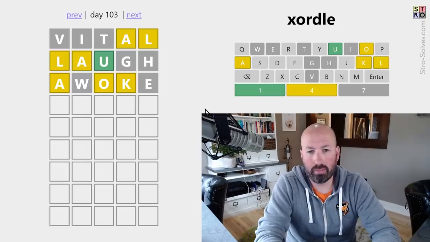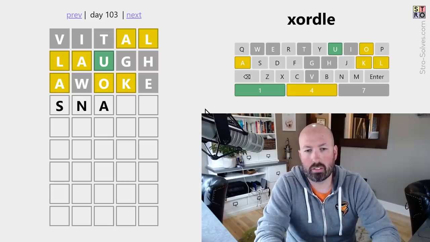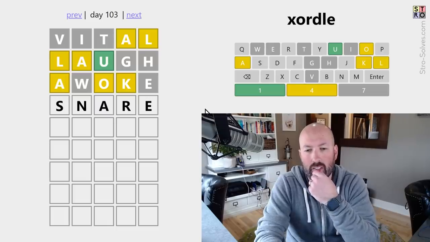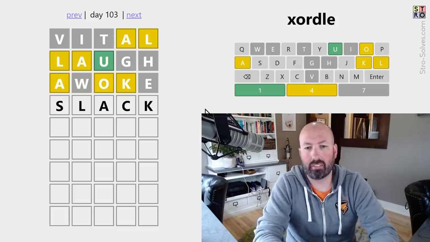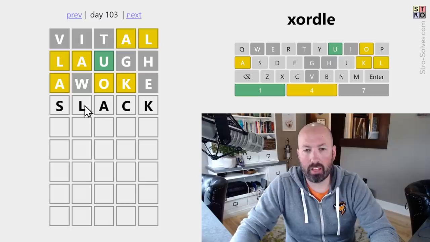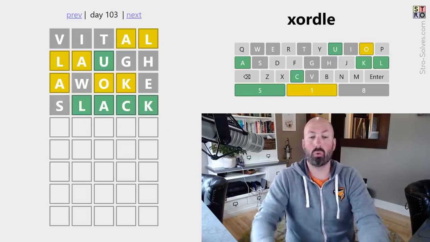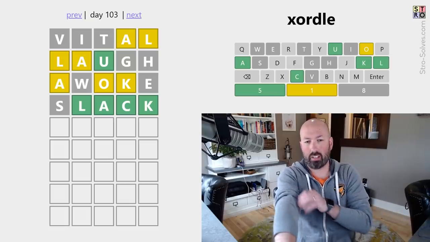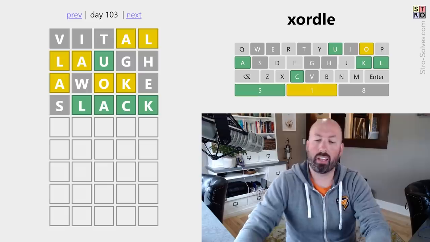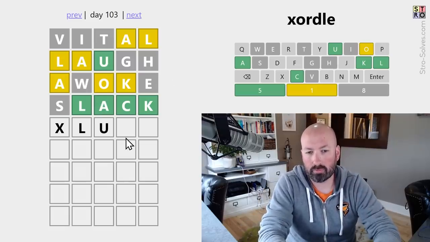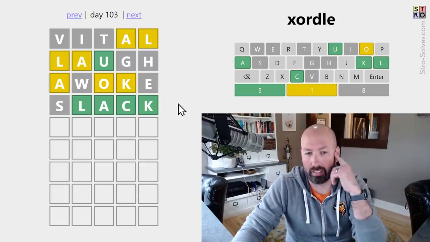Probably the middle. So let's do something... snare... oh, not snare, because we don't have the E. Slack. Slack is good. It checks the A in the middle, the L in the second position, K at the end, checks the S and the C. Ooh, okay, that was really good. So, flack, well, okay. And the thing is, we know it could also be L-U. It's not necessarily L-A-C-K. It feels like it probably is.